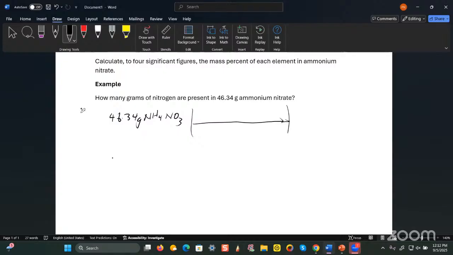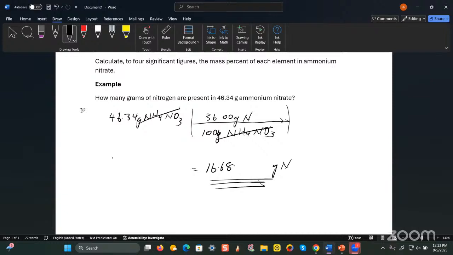For nitrogen, right? So the way I would represent that here is 36.00 grams of nitrogen in 100 grams of the ammonium nitrate, right? So that this unit will cancel out with this unit, so you're left with grams of nitrogen. So all you have to do now is do the multiplication. Okay, so according to my calculations, when rounded off to 4 sig figs, the answer becomes 16.68 grams of nitrogen. And that's it, right? That's how you do the second part.